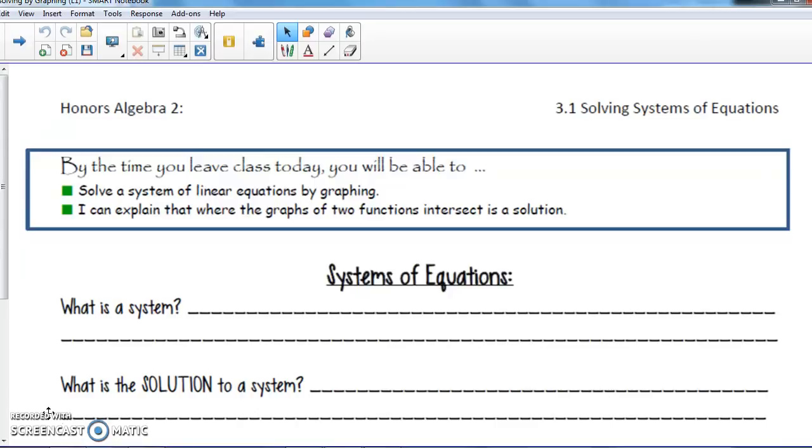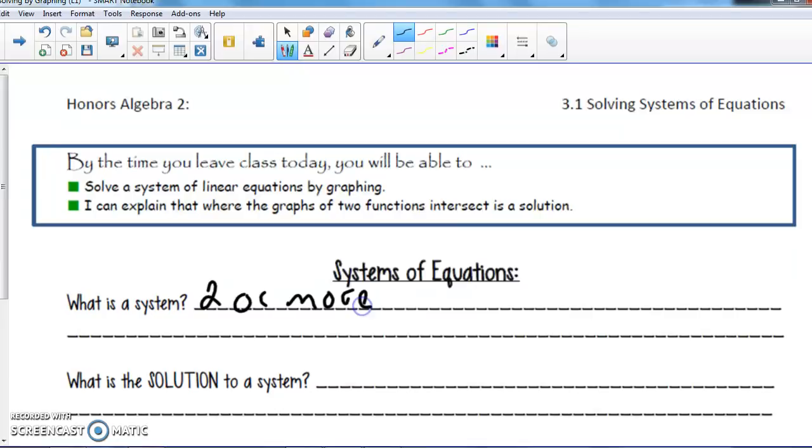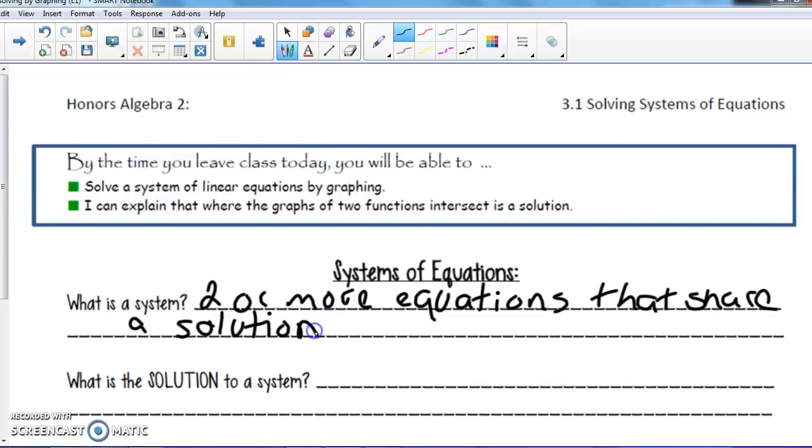A system of equations is two or more equations that share a solution. Now, the reason why I say two or more is that today, and in fact most of the next 2 weeks, we're going to stick to two equations. And when we have two equations, we have two variables.